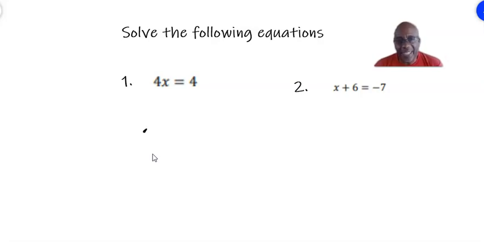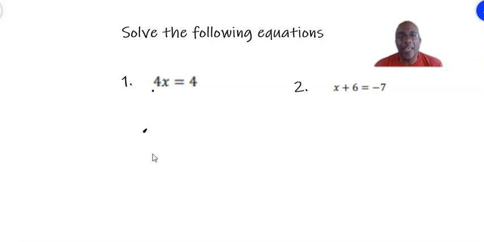4 times x on the left side. You want only x on that side. It means you have to divide by 4. Because 4x divided by 4, the 4 will cancel out, and you get x. But the important rule in solving those simple equations is that whatever you do on one side of the equation, you must do it on the other side.